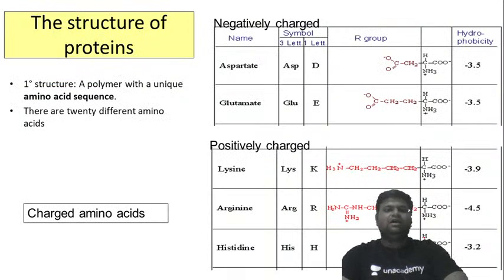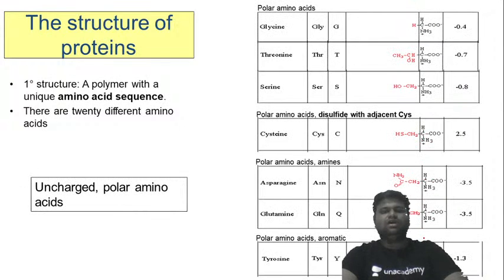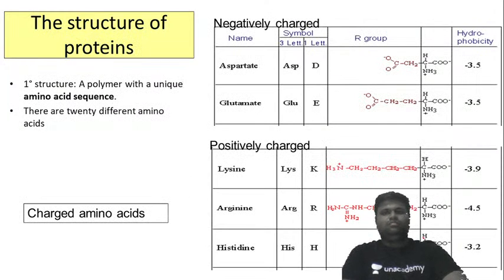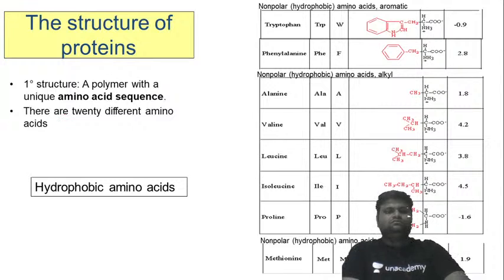So let's go on. The structure of proteins, as we saw: the primary structure is the amino acid sequence. There are negatively charged amino acids, positively charged amino acids, hydrophobic amino acids which are non-polar, and polar amino acids which are uncharged also. These are the different types of amino acids. The negatively charged ones are aspartate and glutamate. The positively charged are lysine, arginine and histidine. There are a total of 20 different amino acids.